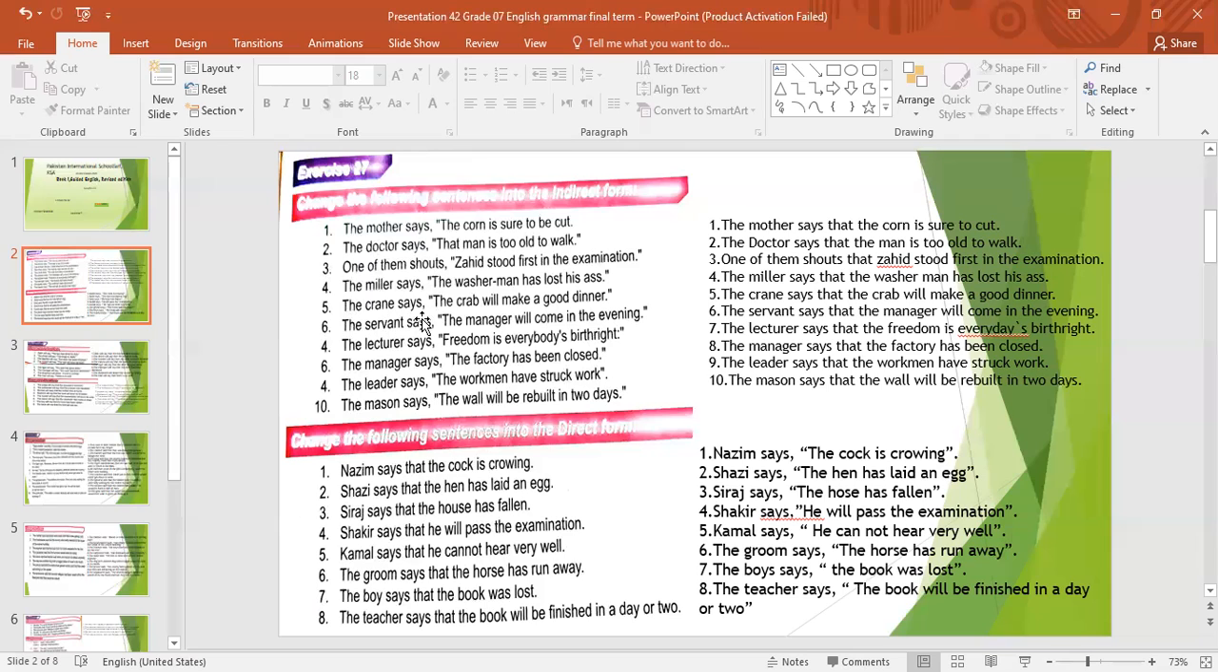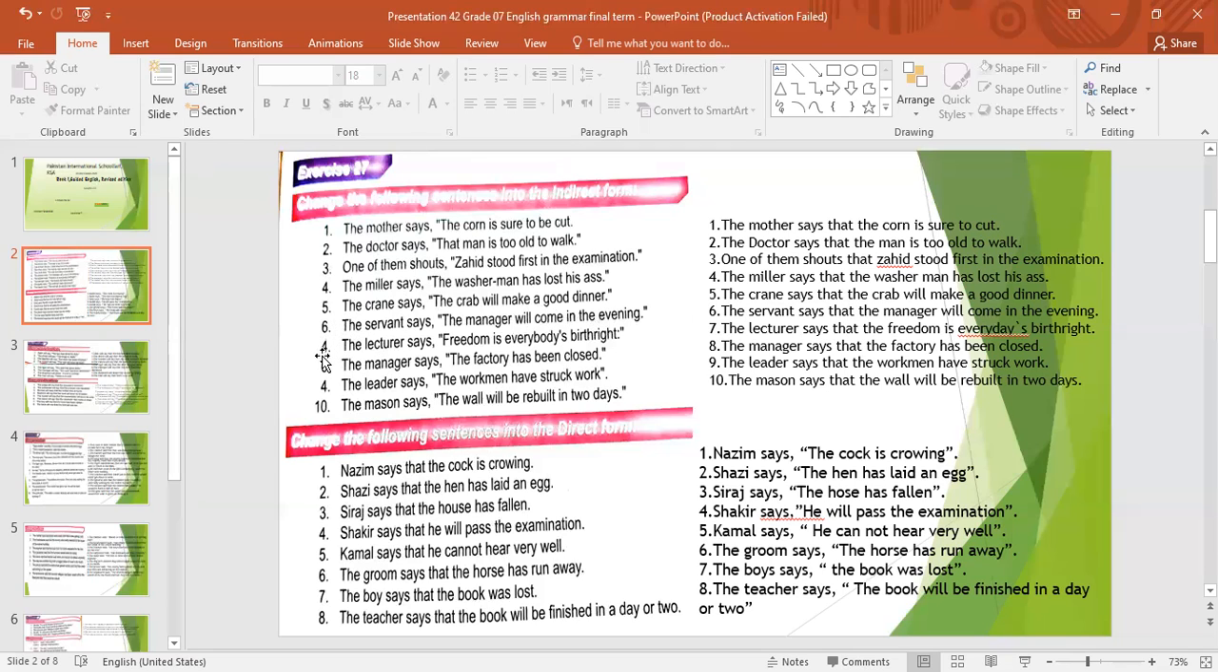Number five, the crane says, "The crab will make a good dinner." Indirect speech: the crane says that the crab will make a good dinner. So just adding "that" will make it indirect. Number six, the servant says, "The manager will come in the evening." Indirect speech: the servant says that the manager will come in the evening. Just putting "that." This is not number four, this is a mistake here.